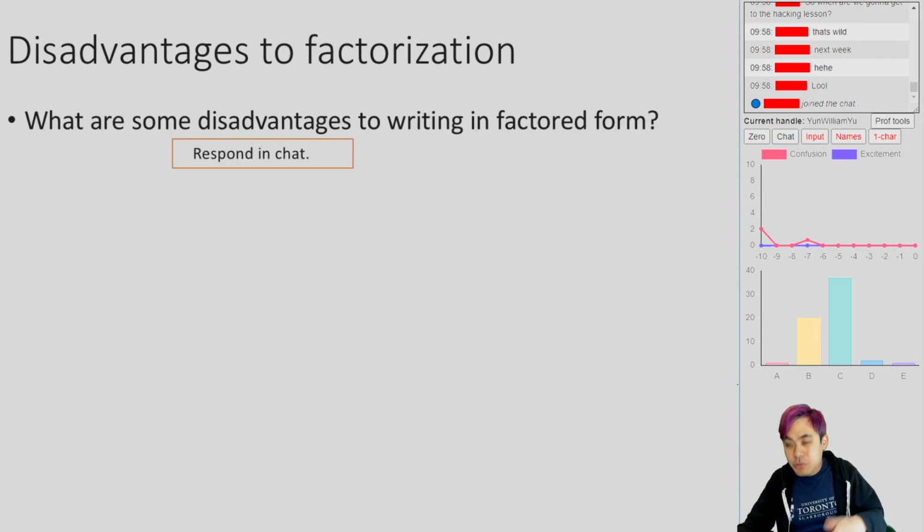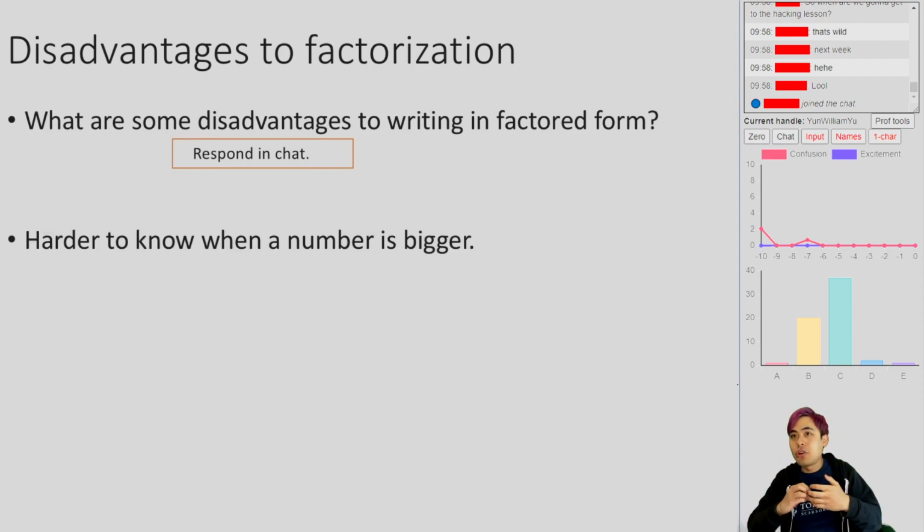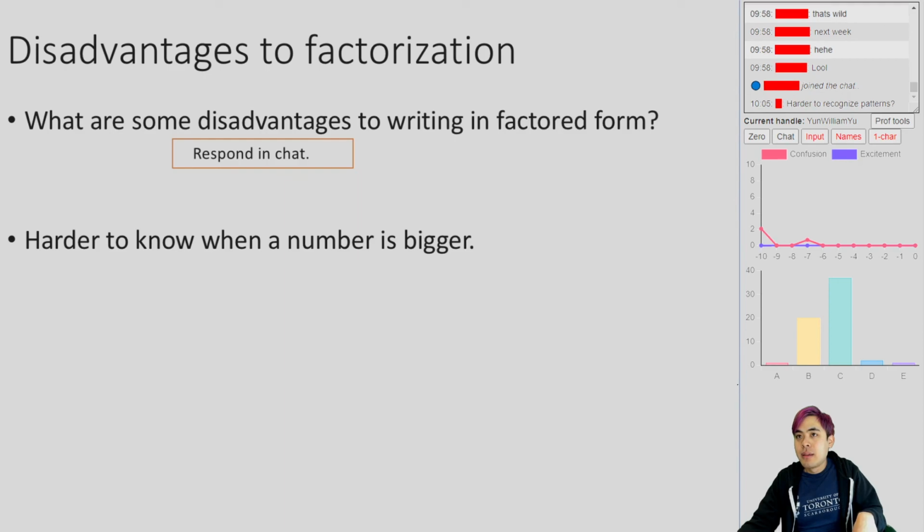So, what are some of the disadvantages of writing in factored form? I'm going to give you one that I already said, which is that it's harder to know when a number is bigger. And what are some of the other disadvantages to writing in this factored form? I've sort of mentioned some of them already. Harder to recognize patterns. That's a good point. It is harder to recognize some patterns, but is it harder to recognize all patterns? But yes, that is absolutely correct.